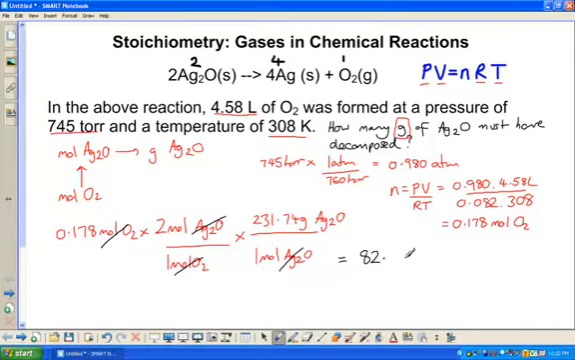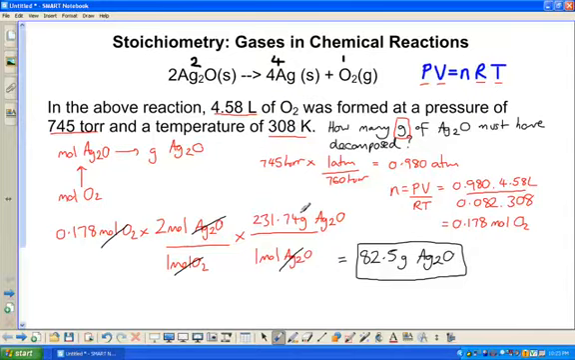And what we get is 82.5 grams of silver oxide. That's the amount of silver oxide that we must have had to begin with. It would have decomposed to give this much oxygen. So that's a simple example of how we'd use stoichiometry involving gases.